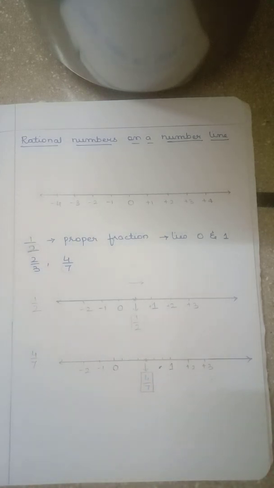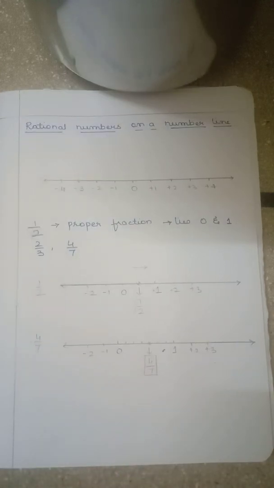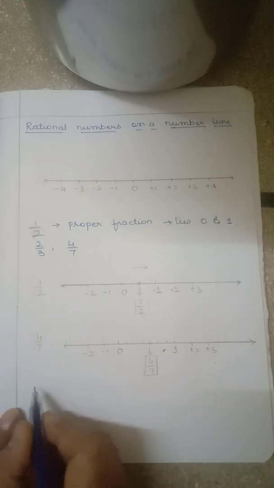Okay, children. So in this way you have to represent the rational numbers on the number line. Now this is if it is a proper fraction. Now if it is an improper fraction, then how will you denote it on the number line?